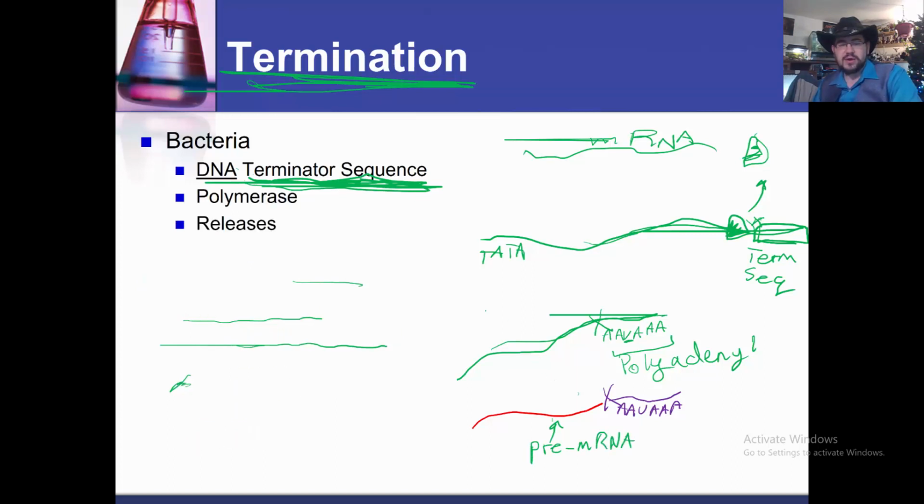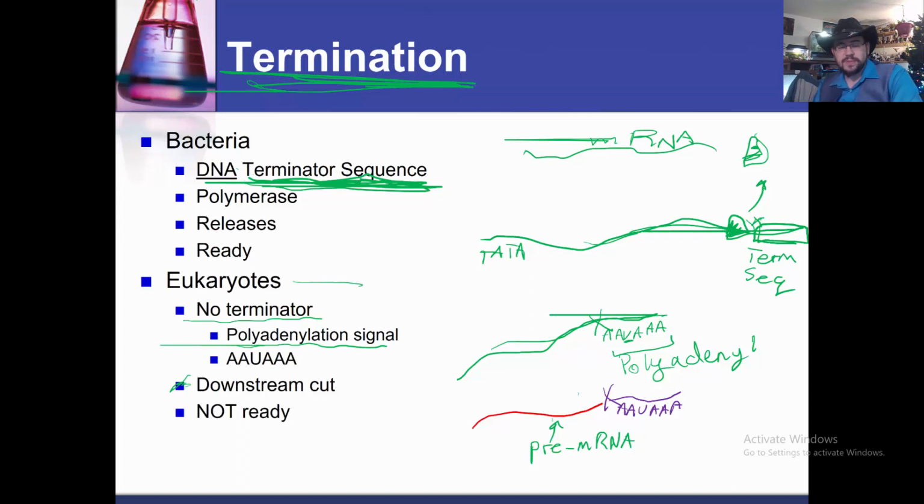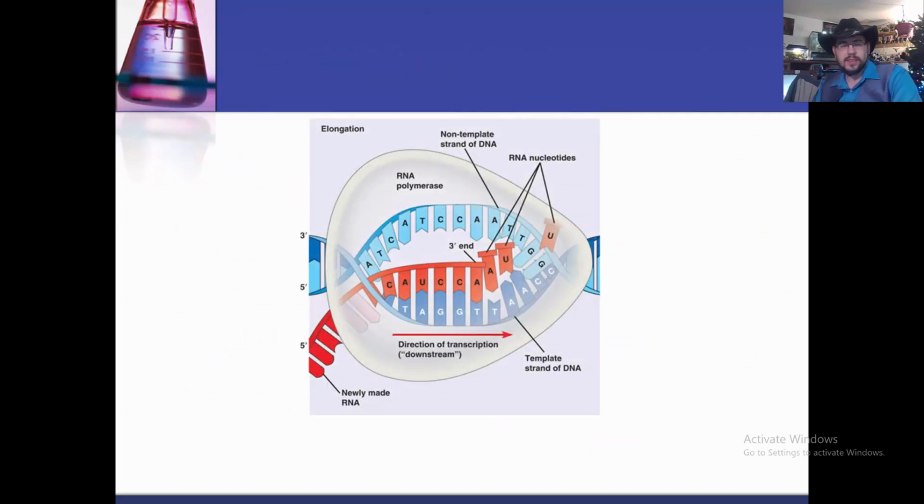Right? So in bacteria, it's ready to go. As soon as we hit that terminator and we release the transcript from the polymerase, it's just ready. It can go straight to the ribosomes. But in eukaryotes, it's not ready. Pre-mRNA is not sent to the ribosomes. It does not yet leave the nucleus. Instead, we have to do some processing.